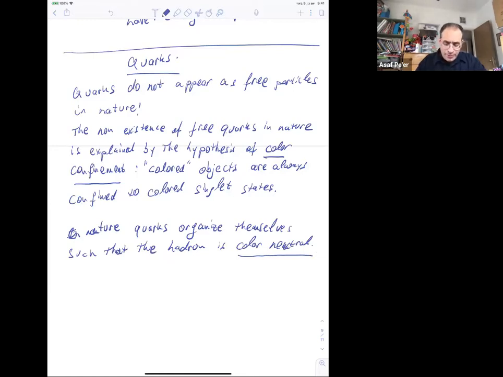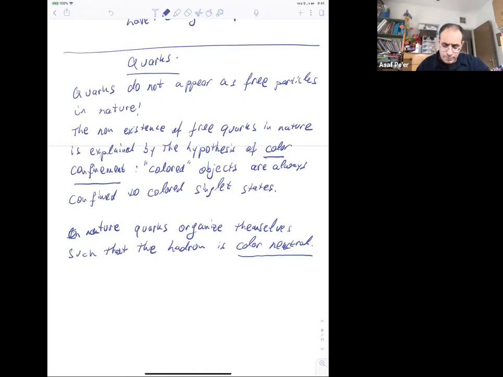Now I mark as a comment that there is currently no analytical proof of the concept of color confinement, but there are numerical proofs called lattice QCD and things like that. The key reason is that the gluons themselves do carry color.